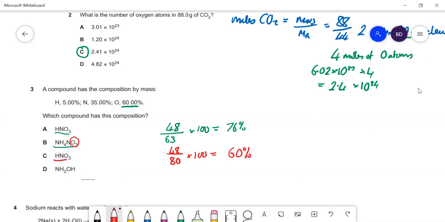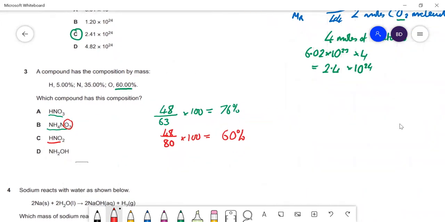Nitrous acid, that's called. So we've got 2 times 16 for the oxygens, which is 32, divided by the MR of this one, which is 47, times 100. That worked out to be 68%. That's too high. So the answer is B, and you can work it out for the last one if you want as well.